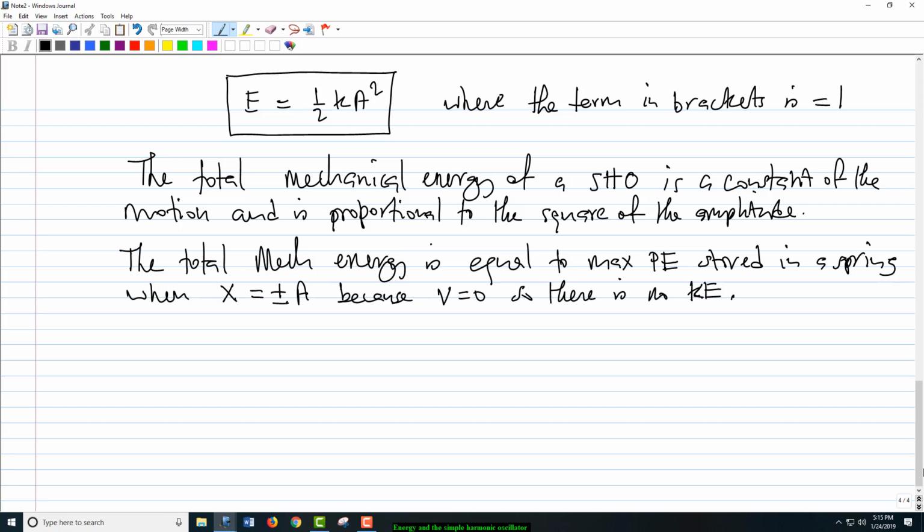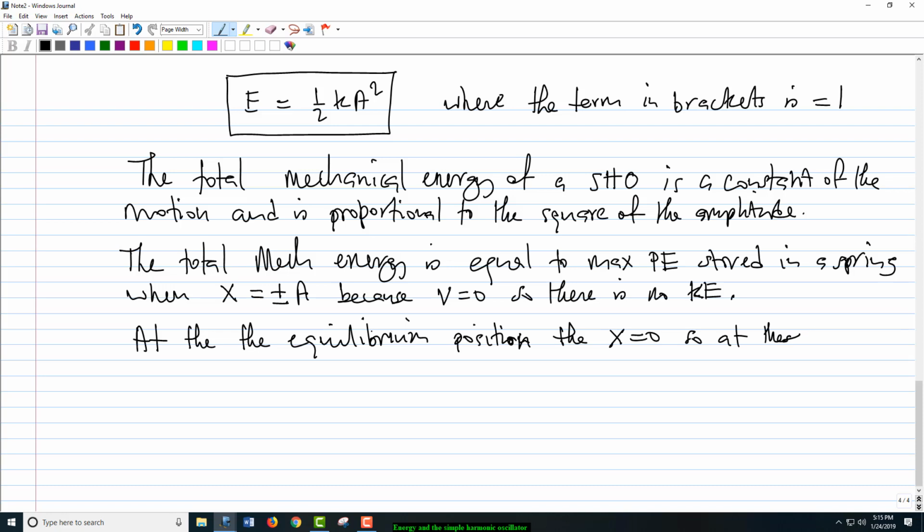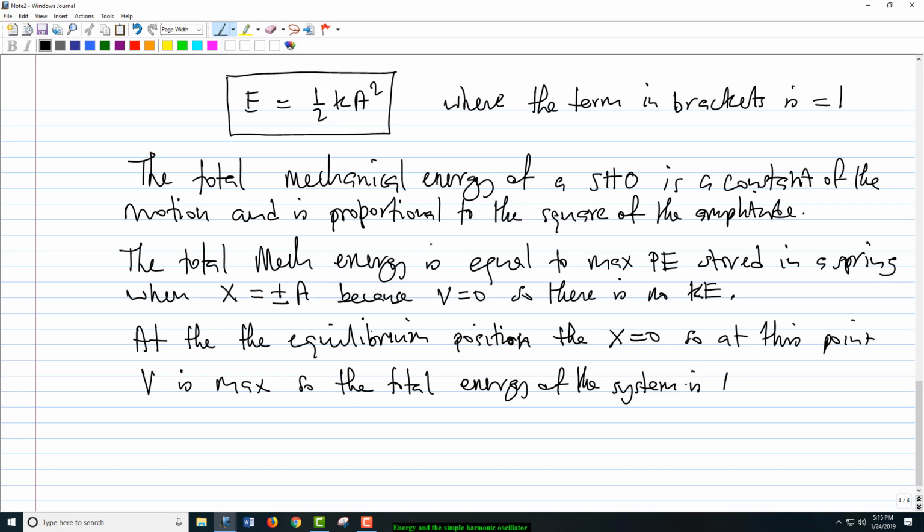So there is no kinetic energy at those points. And then we can also say that at the equilibrium position, the displacement x is equal to 0. Actually at this point, v is maximum. So the total energy of the system is kinetic energy.